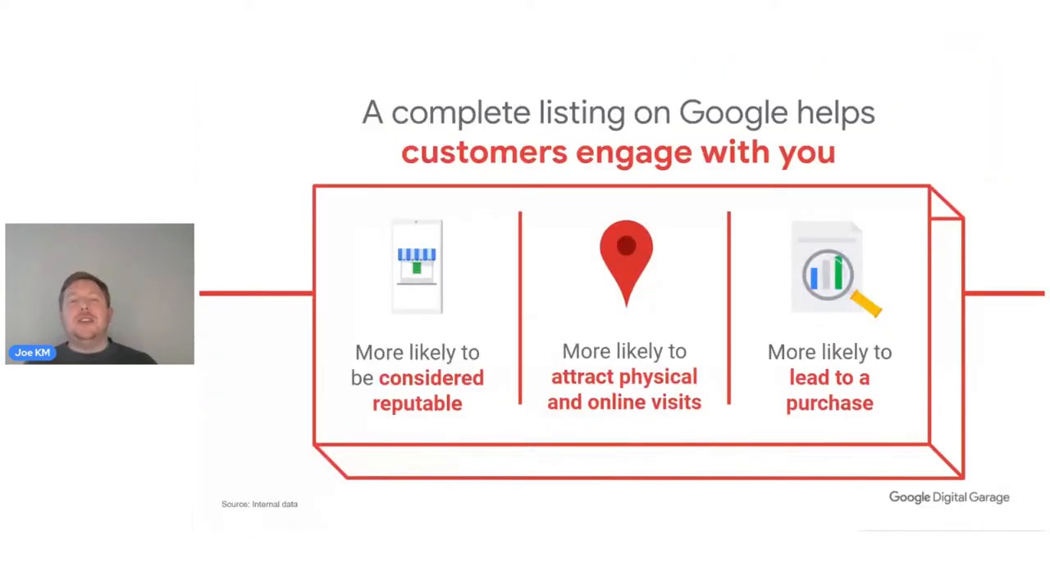So a complete listing on Google Maps helps customers engage with you. They're more likely to consider your business reputable by having a Google Maps listing, more likely to attract physical and online visits because people can see there's a location attached to it, and more likely to lead to a purchase. Because essentially, if they didn't see you in the first place, they didn't go to your website. If they didn't go to your website, they wouldn't have got there without the Google Maps listing, unless you've got a website that has been developed over a long period of time. But again, that wouldn't appear on Google Maps. It would only appear in the Google search engine.